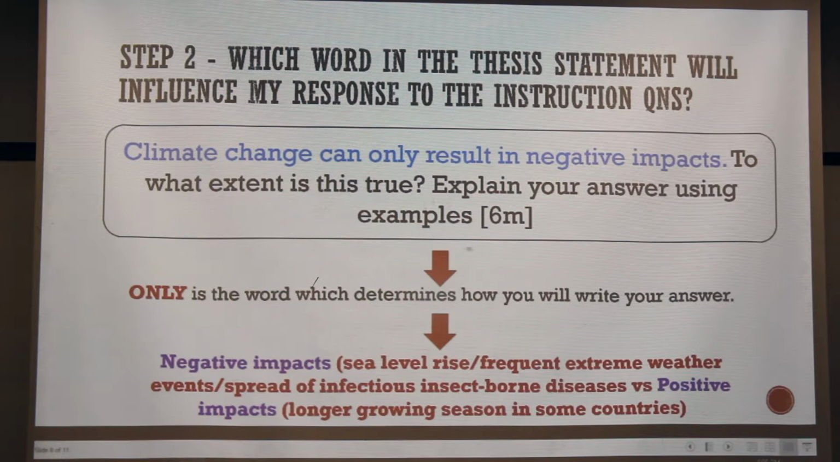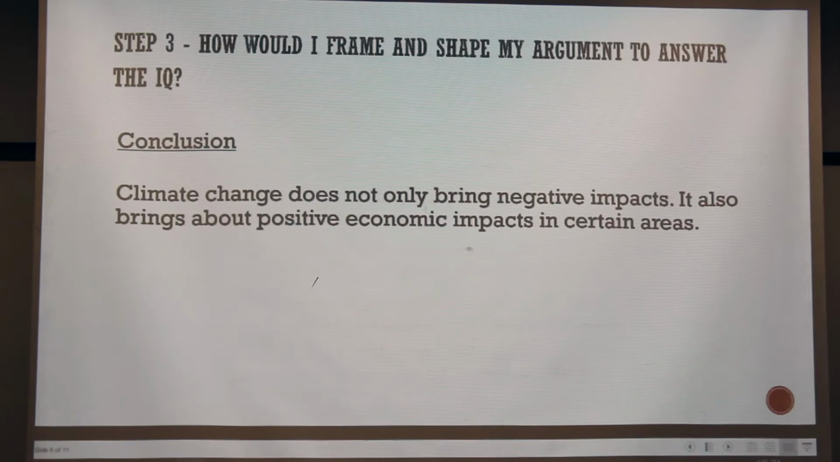So how many negative impacts should you write? One each. Yes, you can write one each, but very detailed, or two well elaborated. To be safe, you can write two well elaborated and one positive.